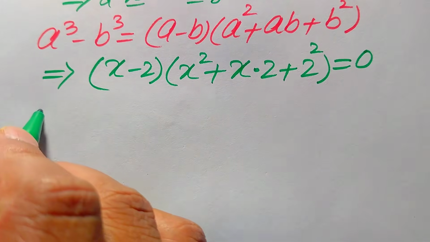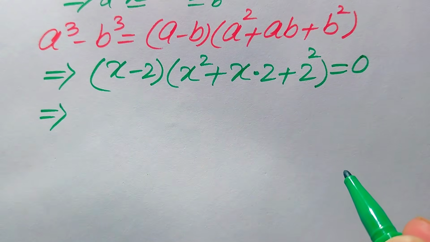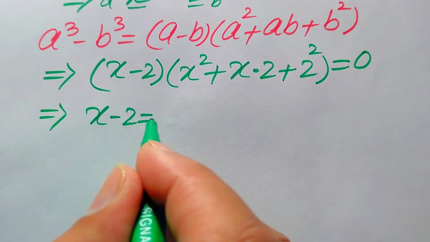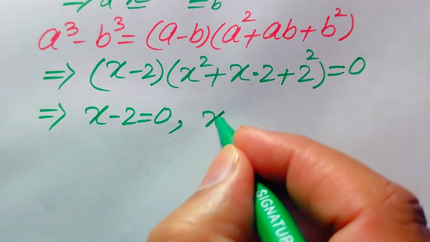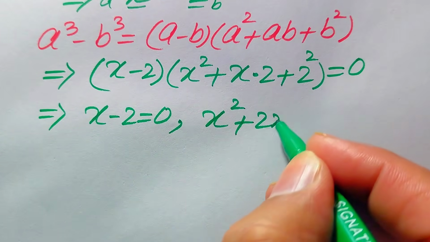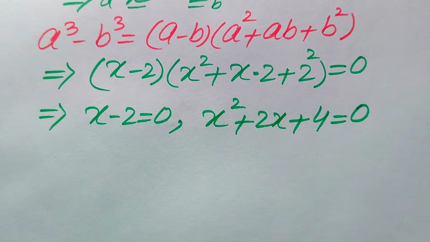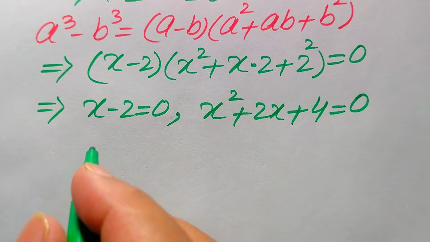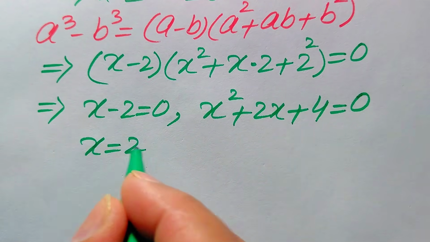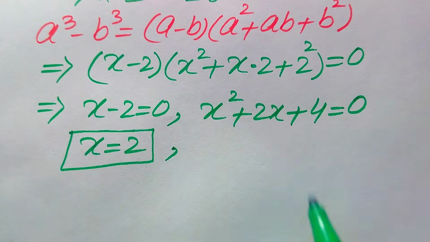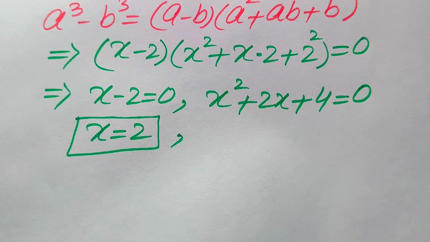Further, in the next step we need to divide this equation into two cases. The first case is x minus 2 equals 0, and the second case is x square plus 2x plus 2 square, which is 4, and this whole equation equals 0. From the first case we easily get the value of x equals 2. This is the first root of the given equation, and the second is a quadratic equation, and we need to solve this quadratic equation by using the quadratic formula.